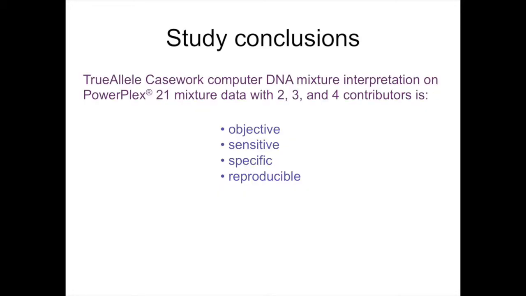So from the study, we were able to conclude that TrueAllele Casework mixture interpretation on PowerPlex 21 mixture data comprising 2, 3, and 4 contributors is objective in that it never sees the reference genotype while it's doing the inference process. It's sensitive in that we see positive match statistics with few false exclusions spreading a range of match statistic values. It's specific in that we see those highly negative mismatch distributions with few false inclusions seen. And it's also reproducible in that we're getting nearly the same answer every time when we ask the computer to solve the same mixture question more than once.